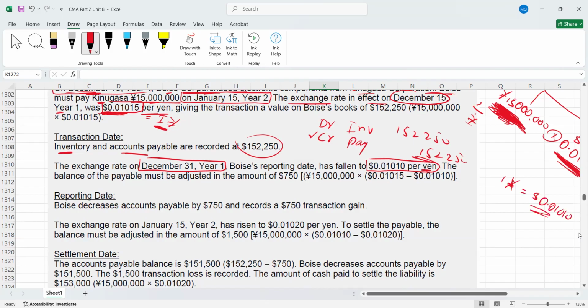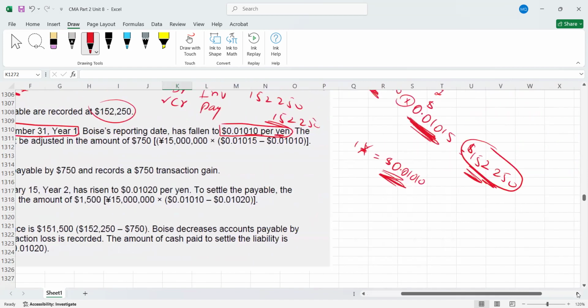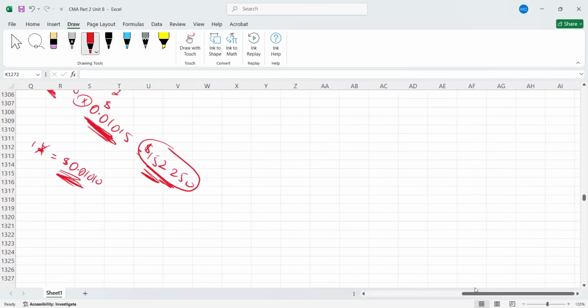Okay guys, now at this date we will calculate what? We will convert that 15 million yen by using this rate which is prevailing at the end of year. So now again we will do the calculation and see what adjustment you have to do. Again, we will take 15 million yen and multiply. What is the rate?